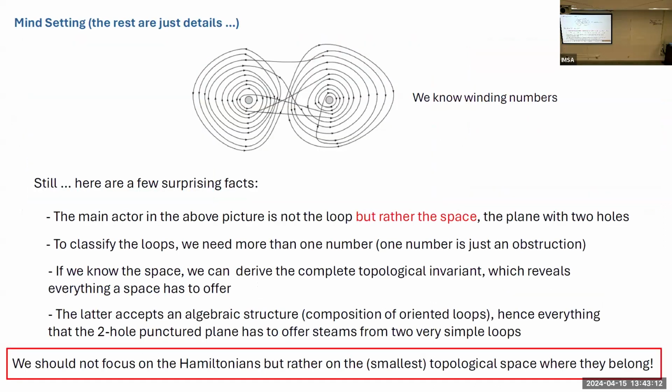And I put this slide here because the mindset is actually really important in this endeavor, much more important than details or anything. Well, we know winding numbers, so if it is to classify these loops on a plane with two punctures, then we know what it's going to be. Now, of course, when you look at this picture, you say the loop is the main actor, but in fact, the main actor in this picture is not the loop, but the space. If you know the space, you know what you will find here. You will only find loops which go n times around this puncture and m times around that one. There is nothing else.